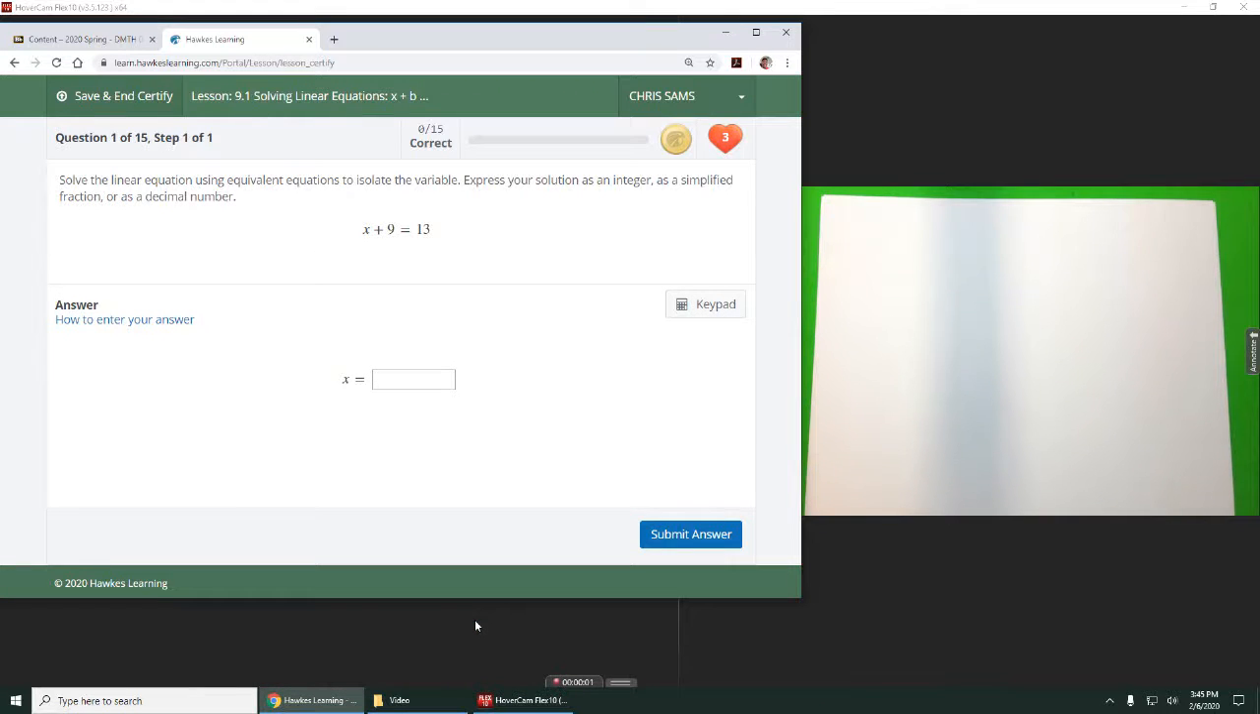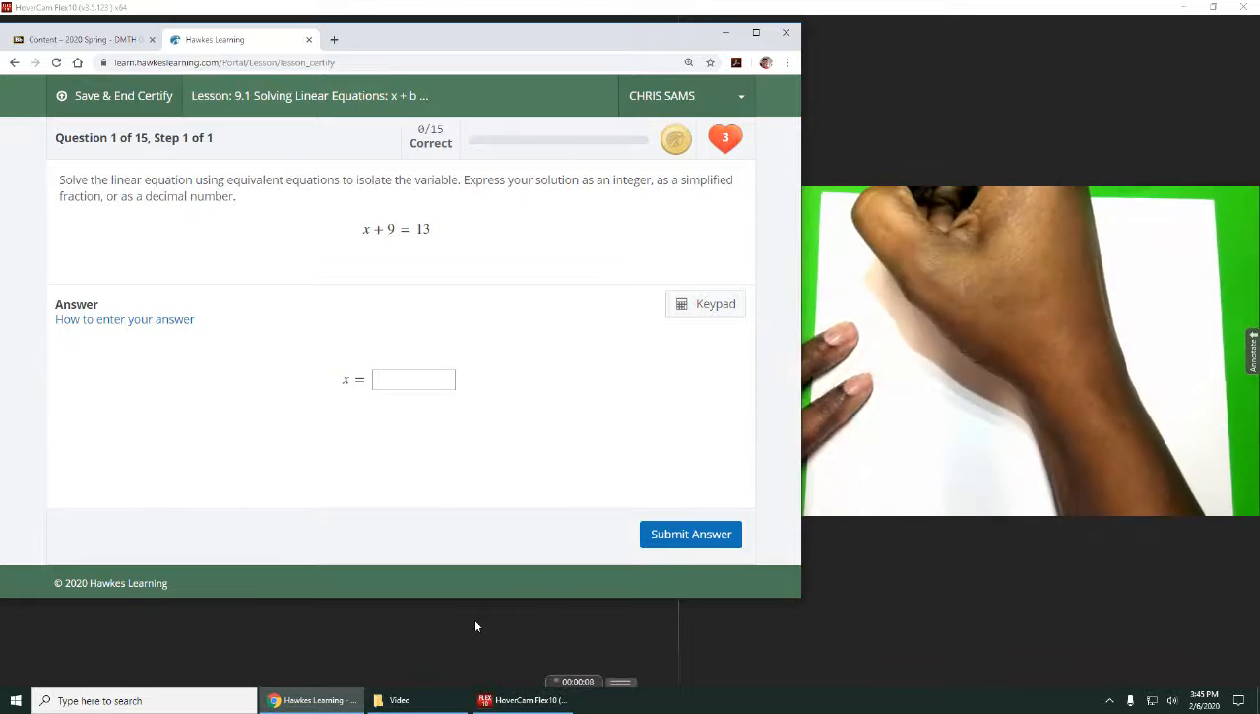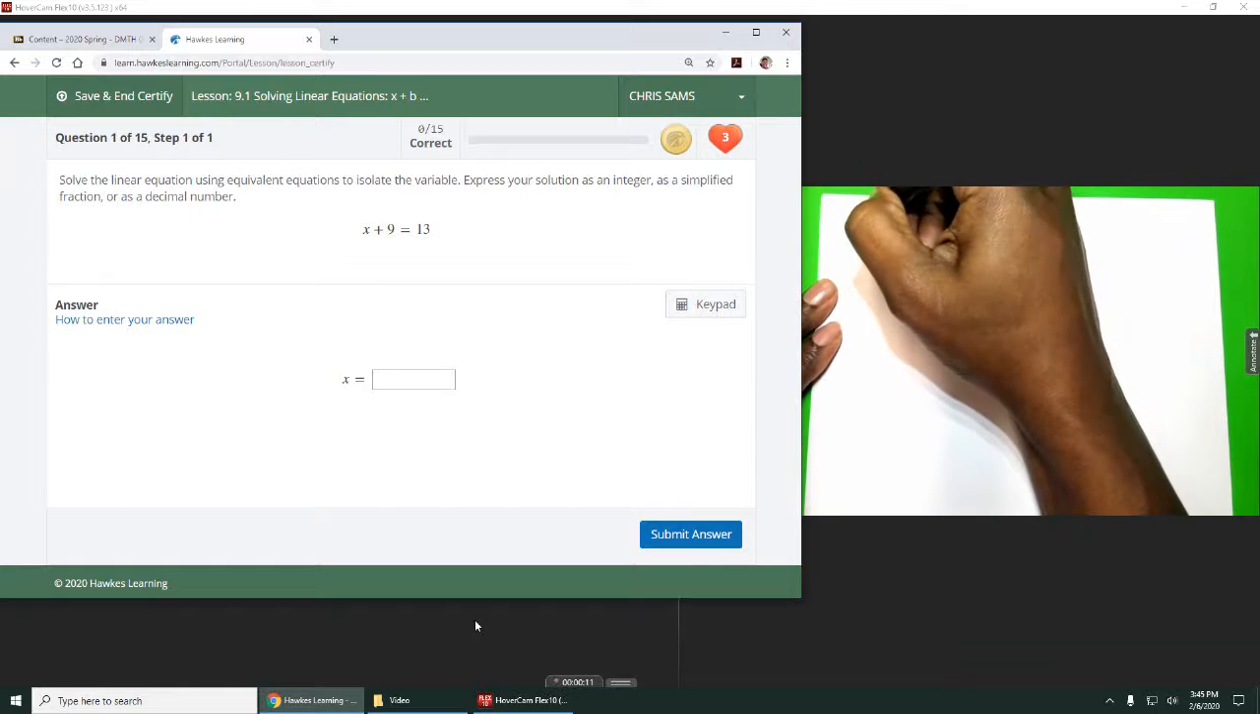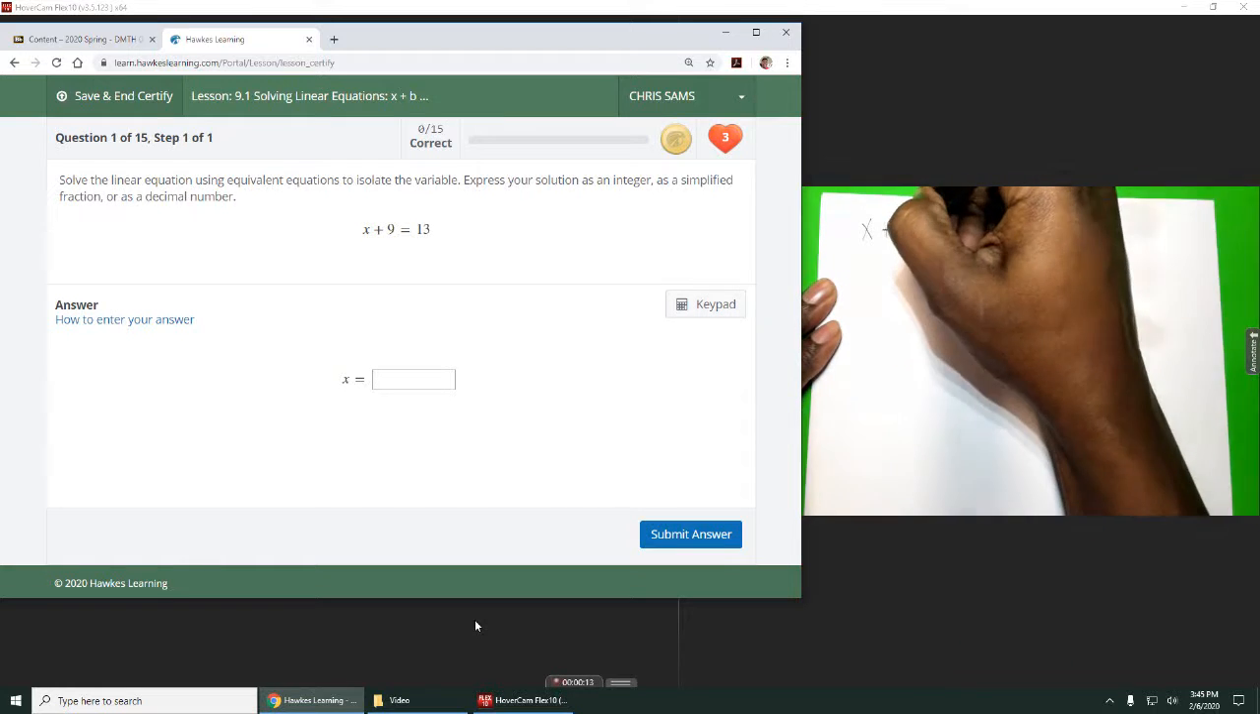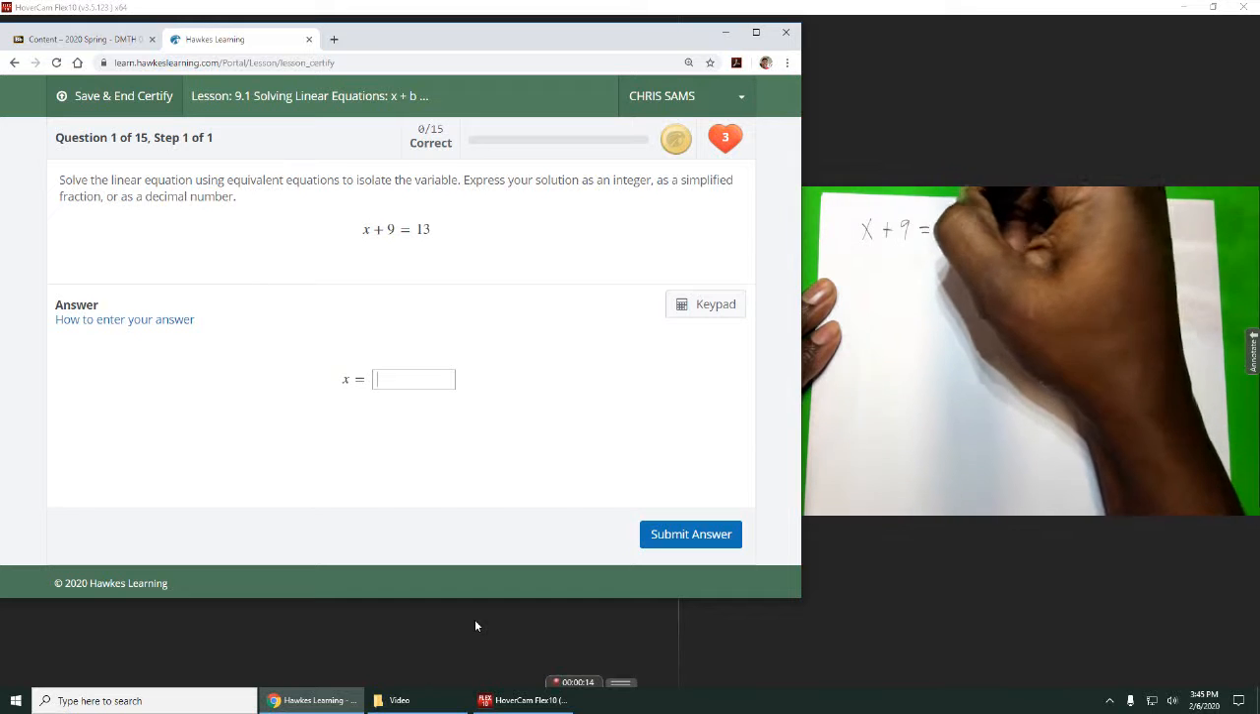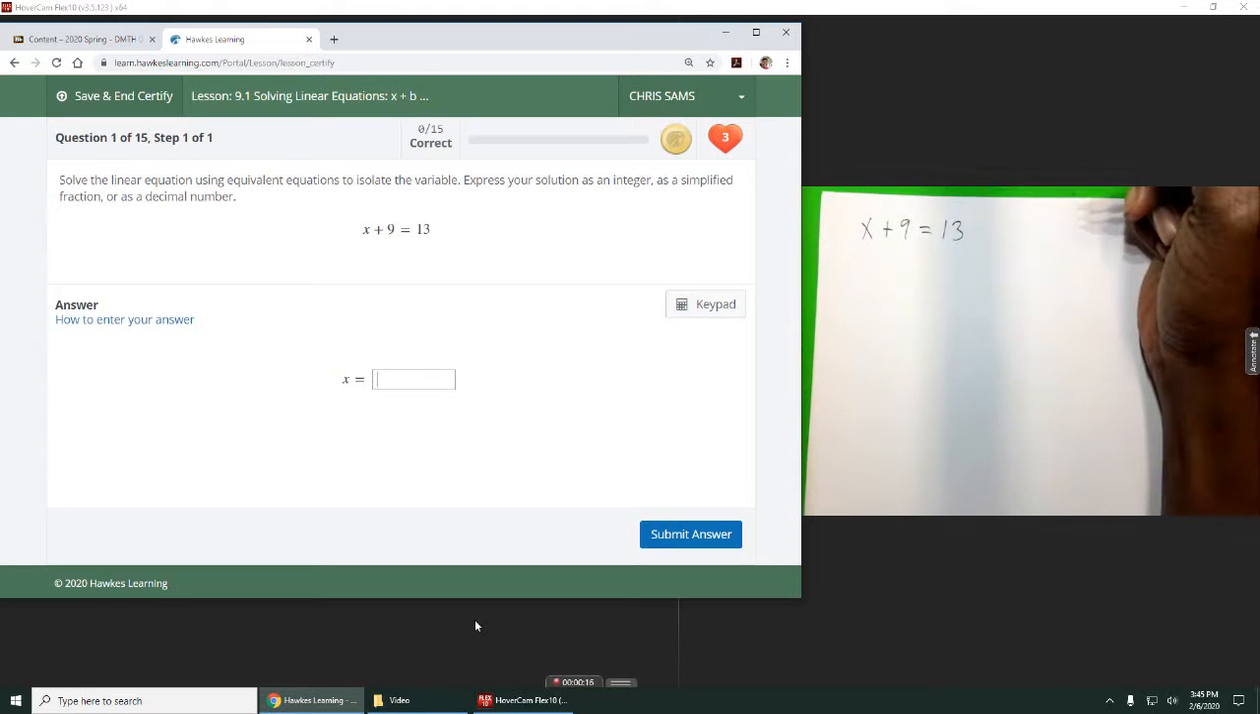All right, this is section 9.1. We're going to be going over solving linear equations. And as you can see, our first problem here on the left, we're given x plus 9 is equal to 13. Some of these are relatively simple.